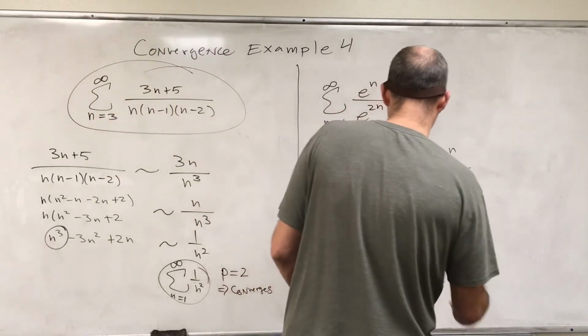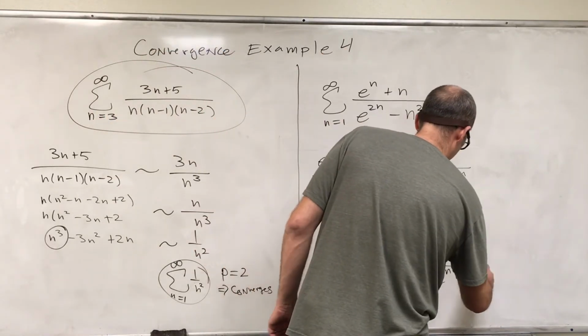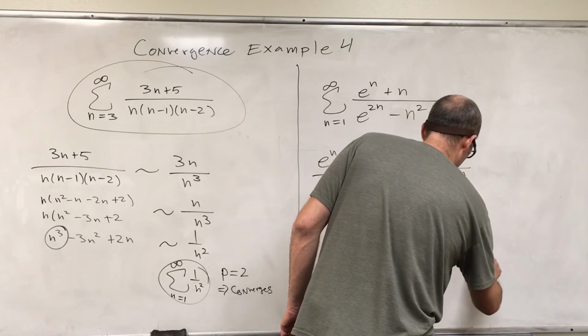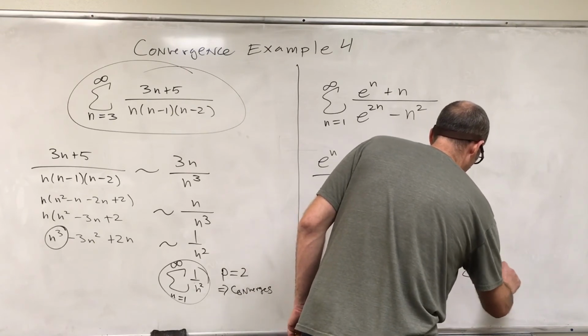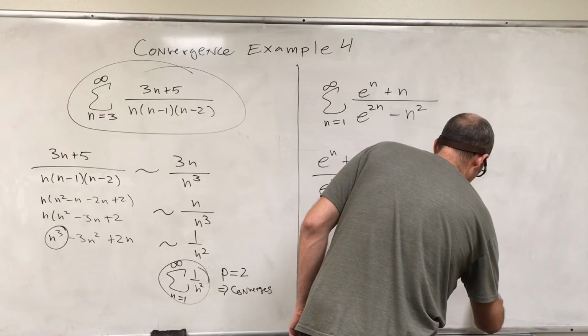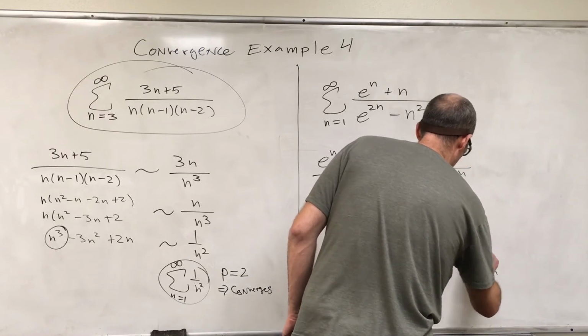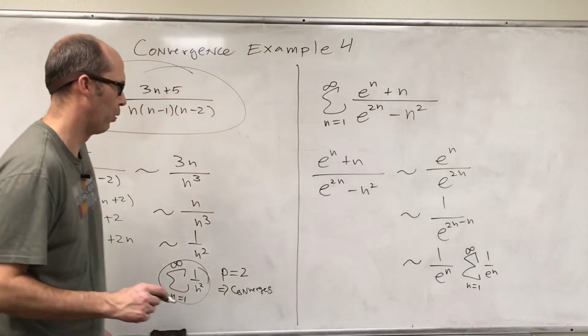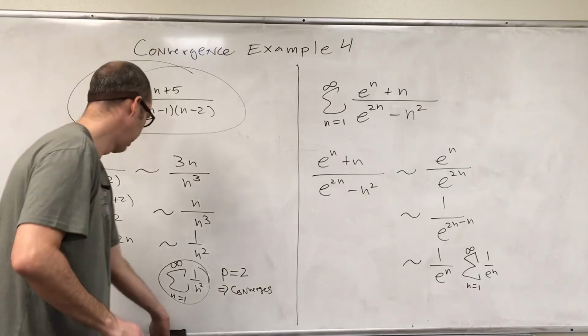Does the associated sum of 1 over e to the n converge or diverge? So let's look at that.